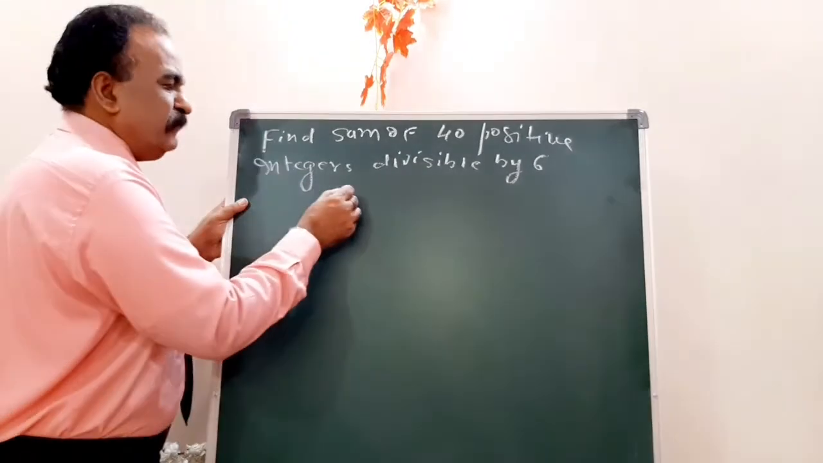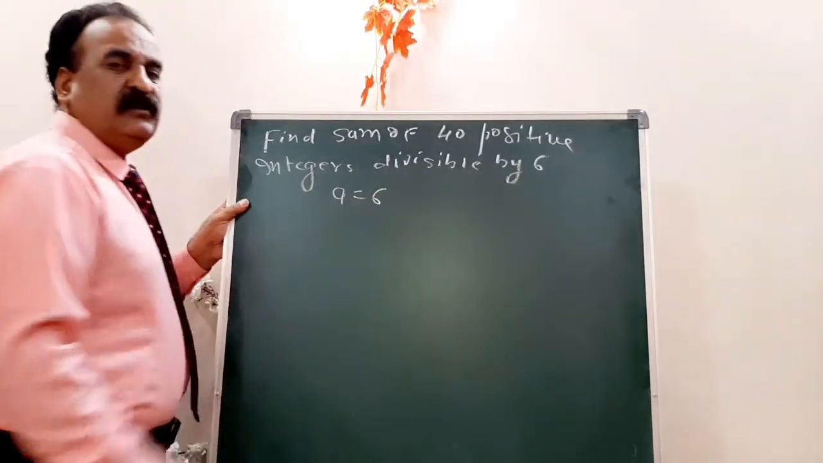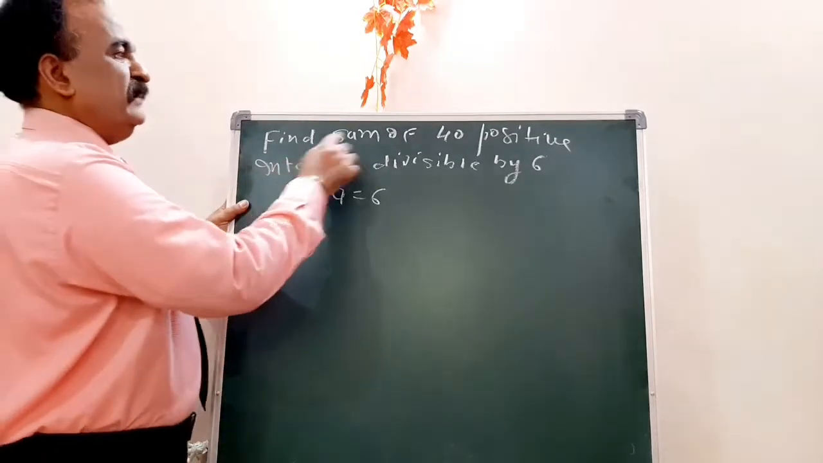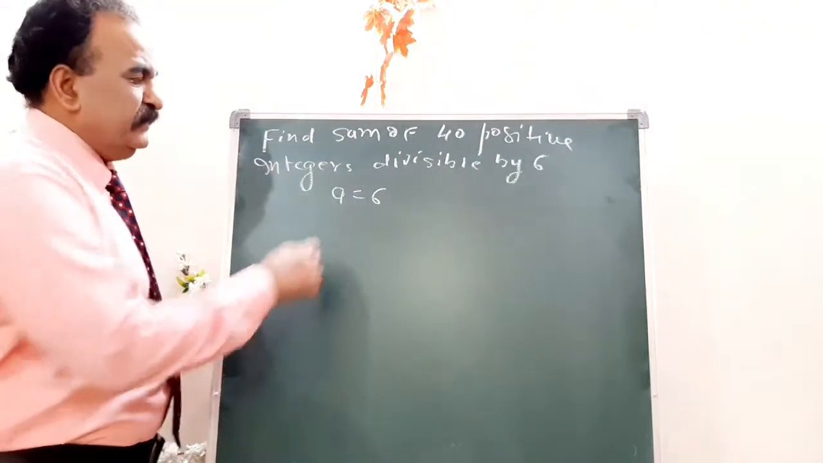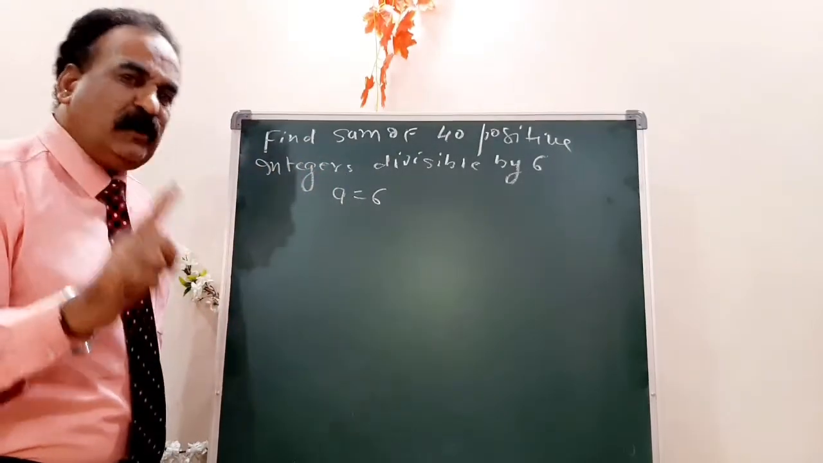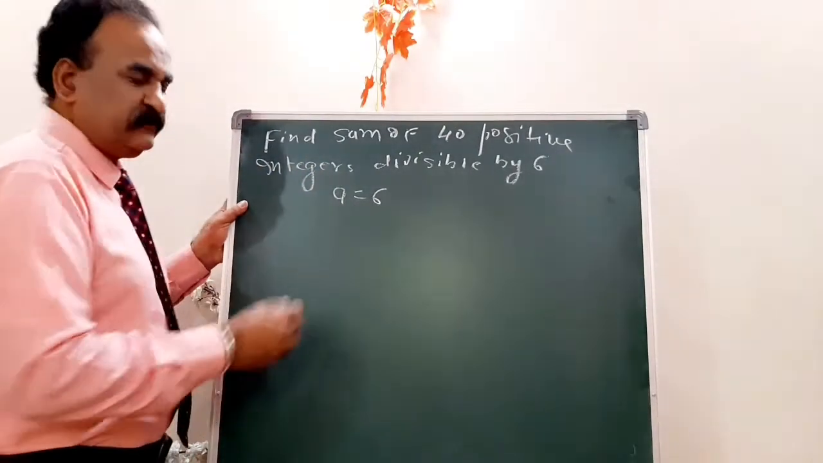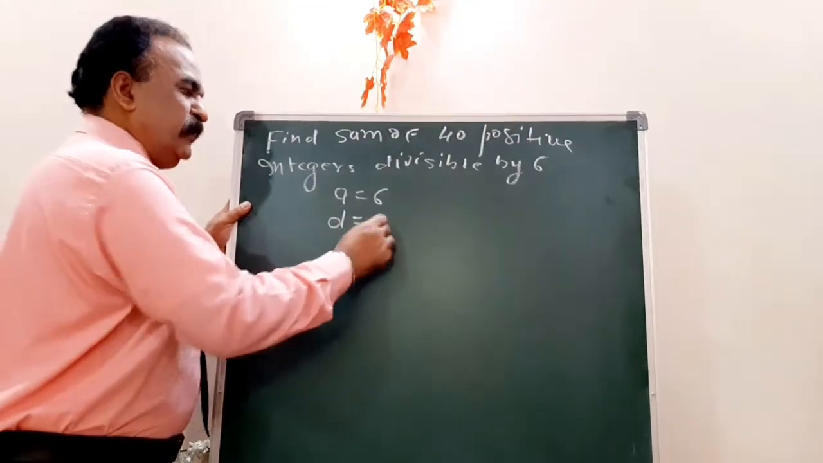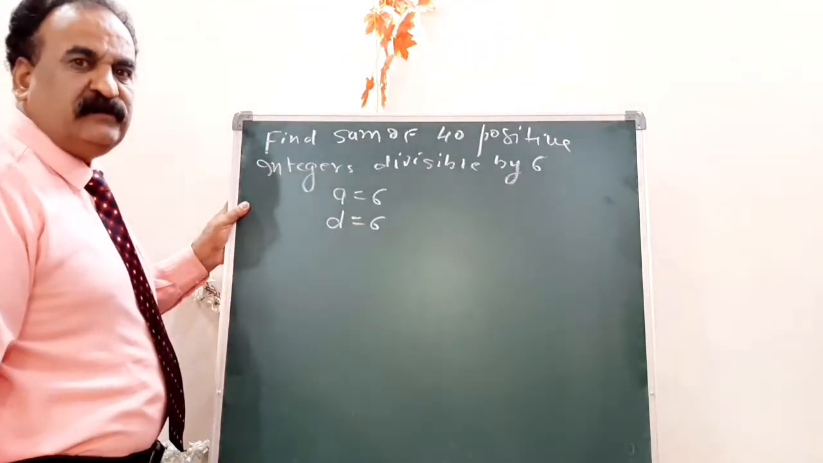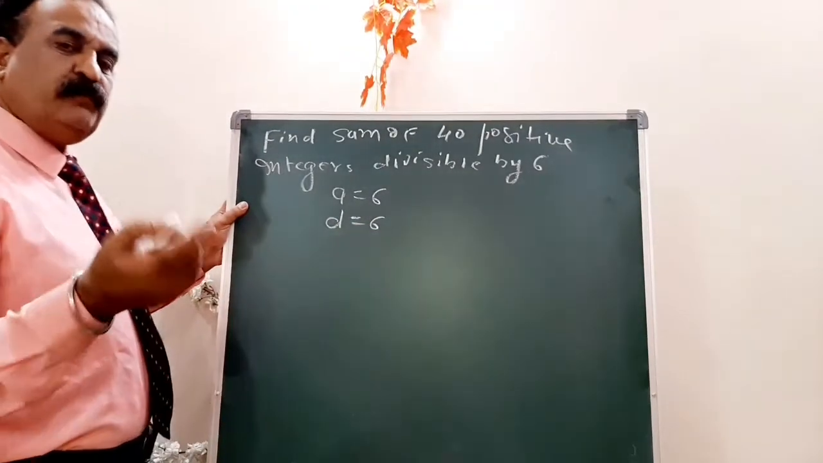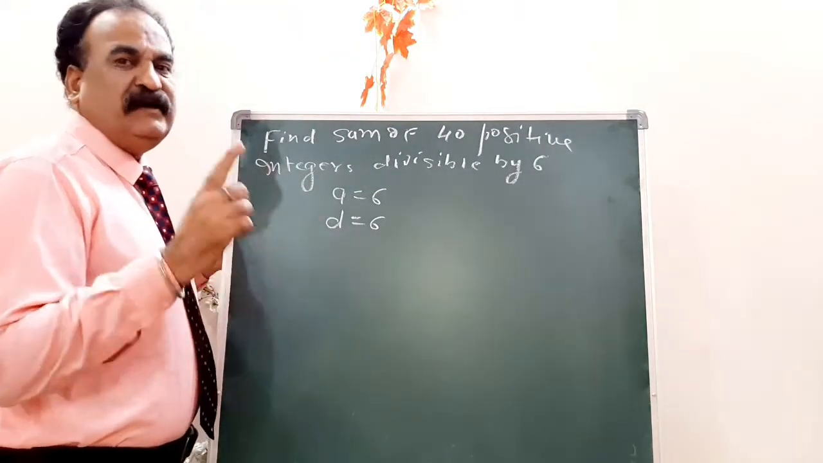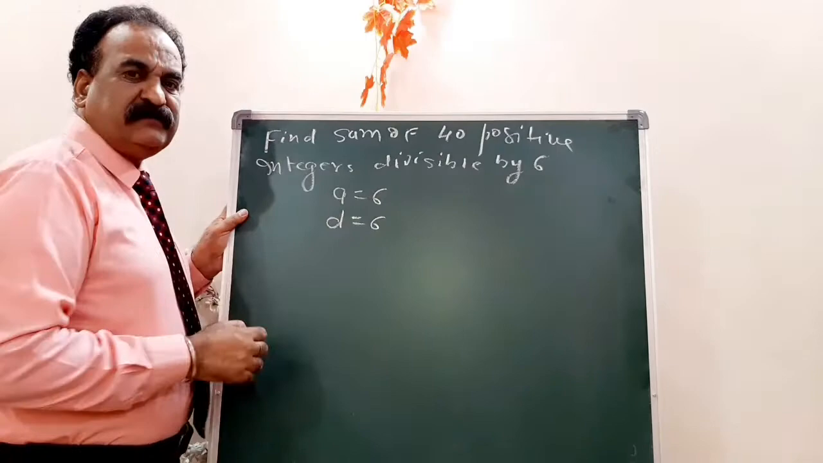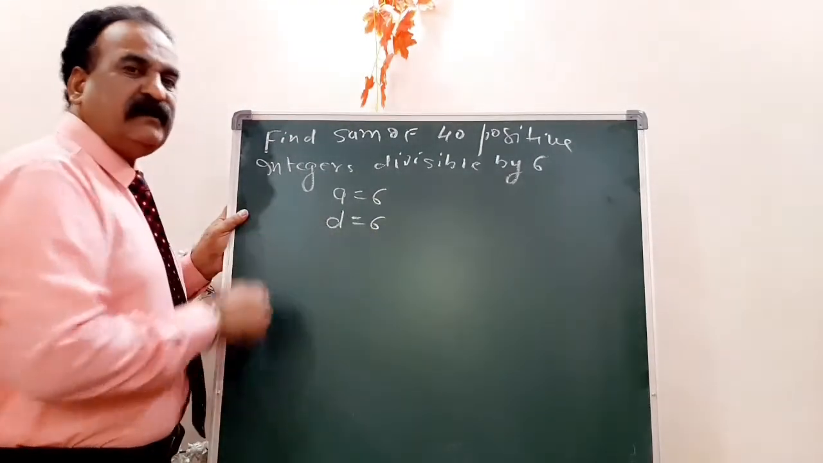Okay, now the first term will be a is equal to 6, because find the sum of 40 positive integers divisible by 6. It means you have to find the multiples of 6. So a is equal to 6. Common difference will be 6. The first term will be 6, and certainly the common difference will also be 6.